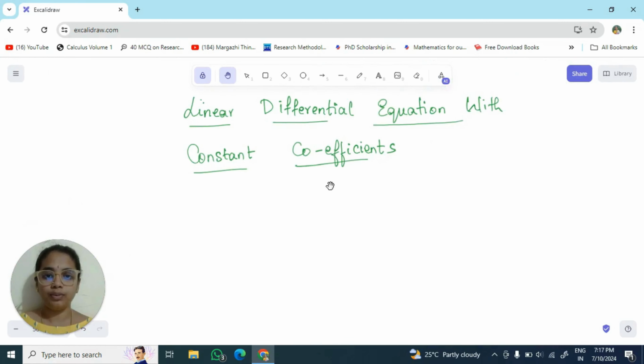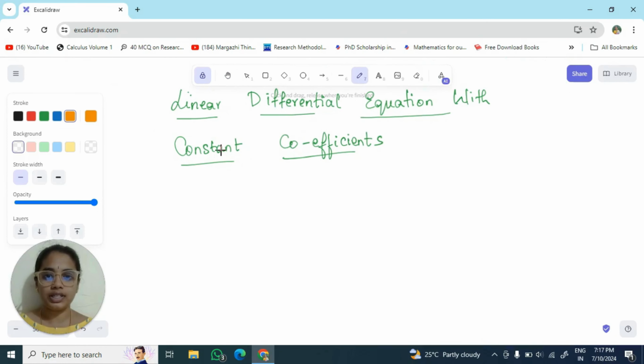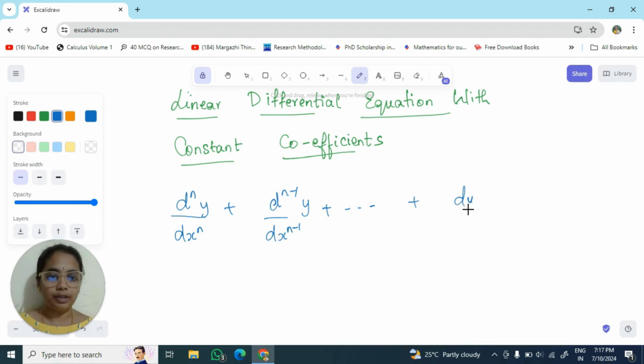Now, moving on, let us start our topic, that is linear differential equation. Let me write down a linear differential equation with highest order n. Let me take d power n by dx to the power n of y plus, it decreases, d power n minus 1 by dx to the power n minus 1 of y, and so on up to dy by dx plus y is equal to X, where X is a function of x.